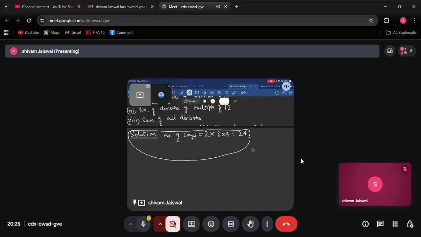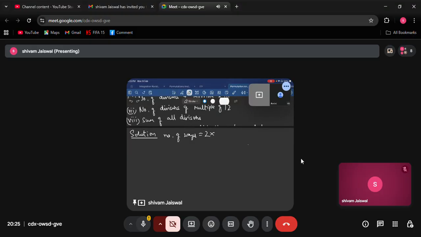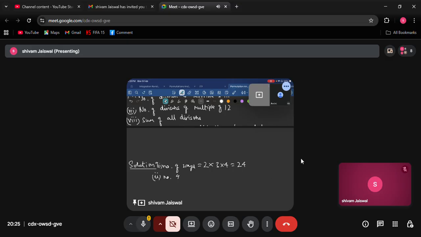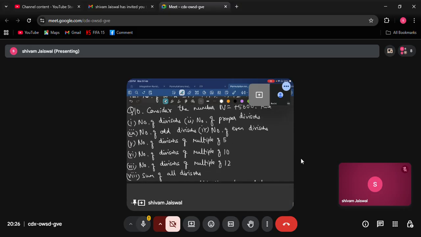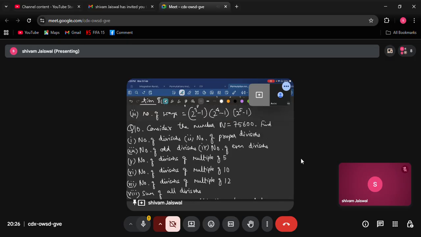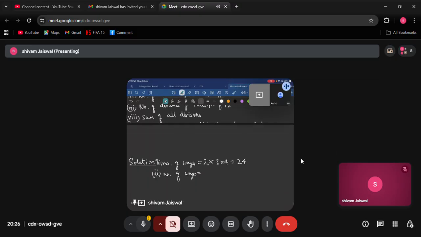And similarly, tell me the next one. Part two. What is the number of ways? So p plus one into p plus one minus. Correct. That gives us how much? 59. Yes. Okay.